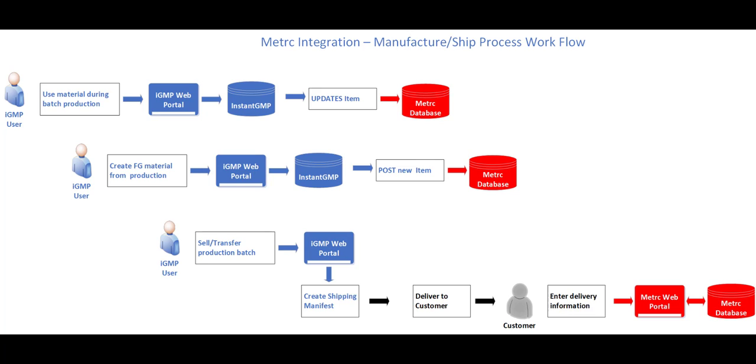For shipping the material, the warehouse team will need to create a shipping manifest for the driver. However, the manifest isn't updating the data in METRC. This will be done by the recipient of the order. They will use the manifest to update the METRC database. So to recap shortly, you begin with the setup where you import all of the data from METRC, and then you can just use InstantGMP to transfer data between the two softwares. Any data changes after shipping is done by the customer.